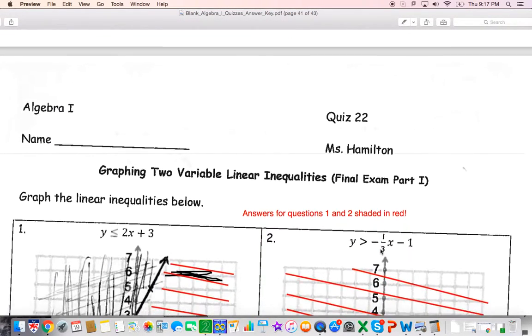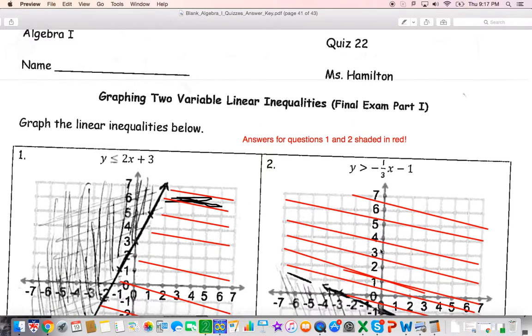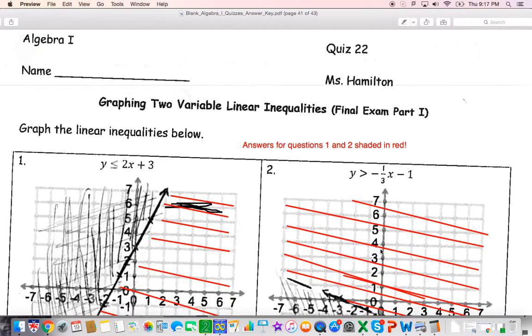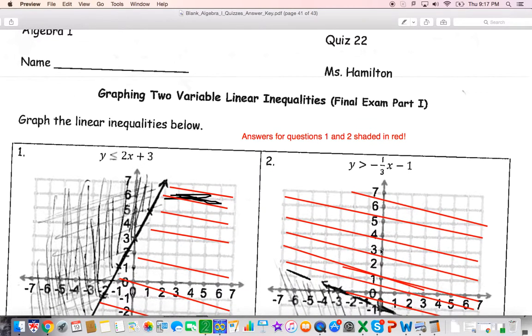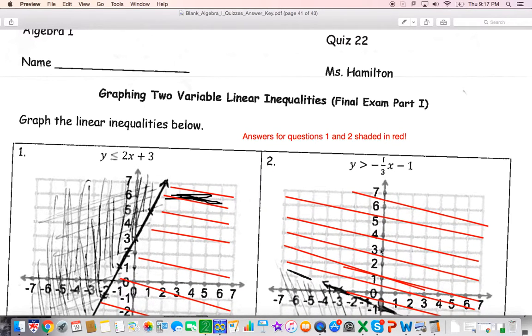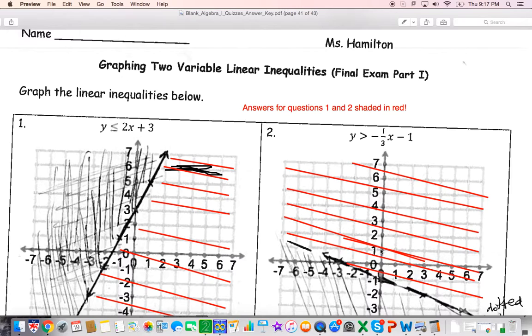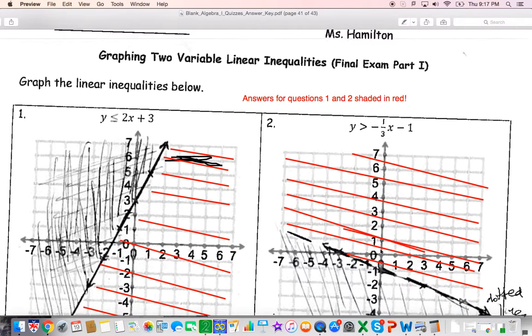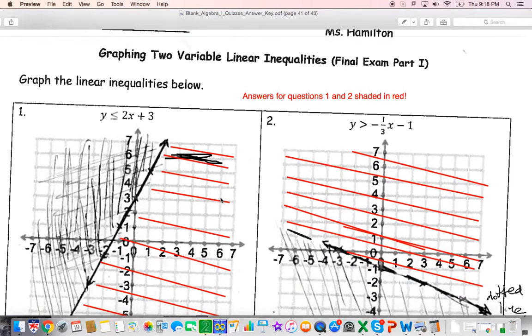All right, and now, by the time I got to quiz 22, I was so tired I started to think upside down, and that's okay. And this is the last quiz, so let's go over it. And everything you see in red is the actual answer. What you see in black is the fake I-was-tired answer.